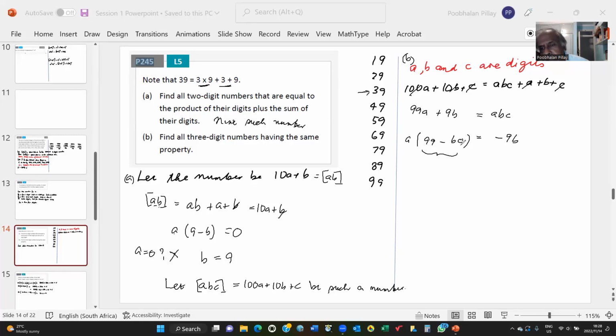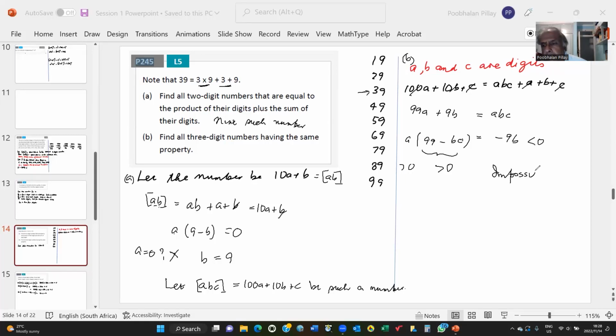So 99 minus this is always a positive number, because this quantity is always smaller than 99. Its highest value is 81. And A, of course, is also a positive number. So you've got the product of two positive numbers equal to this, and this is impossible because B is also a positive number. So the left-hand side is positive, but the right-hand side is negative. And this is impossible.